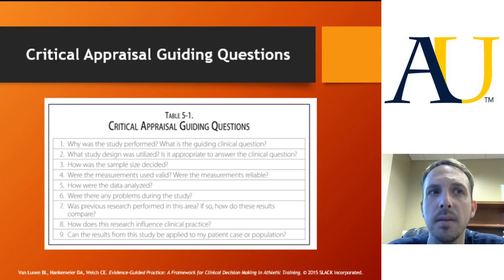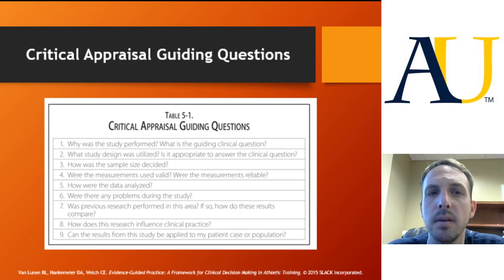Number 5, how were the data analyzed? We talked a little bit about statistics last time. And so, were the appropriate statistics used, and what did those statistics mean, are going to be the overriding portions of answering question number 5.